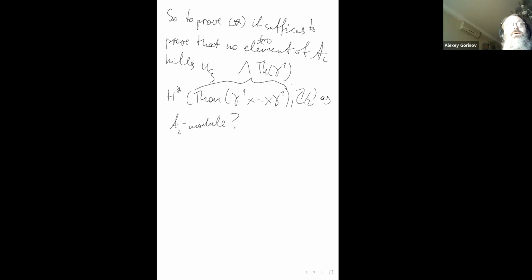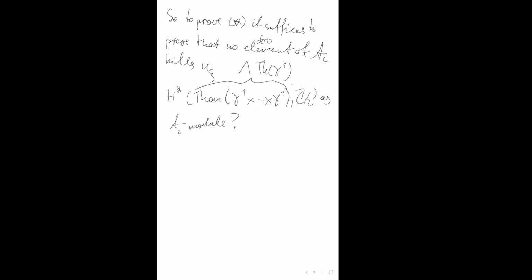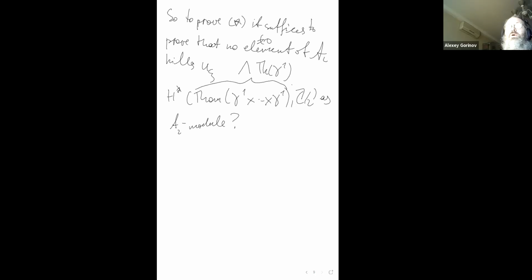Okay, well, the cohomology of the smash is not exactly the same thing as the tensor product of the cohomology, but it's naturally a subspace, and if we know how to calculate the A2 structure on the cohomology of just one copy of the Thom space of gamma 1, then we also know this.